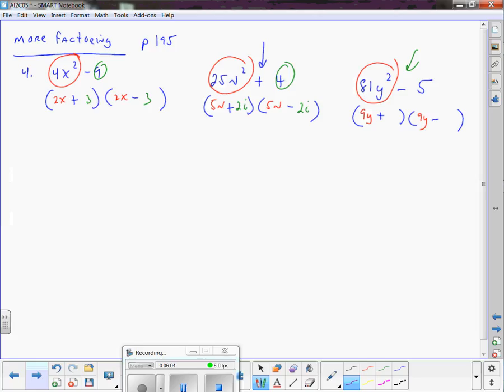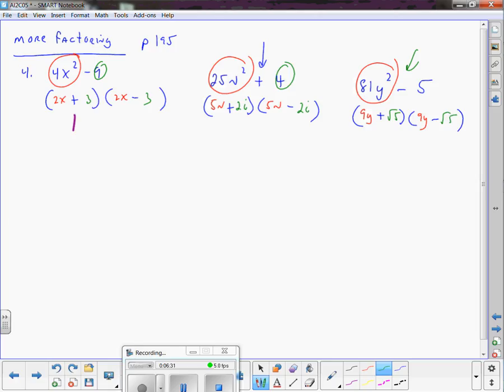So let me go back to number 4, the first one. So this is what I said: two parentheses, plus in the middle of one, minus in the middle of the other. And I said square root of the first, and I said square root of the last, right? Isn't that what I said? So how does this thing finish? Anybody? Hunter? Yes, square root of 5, square root of 5, right?